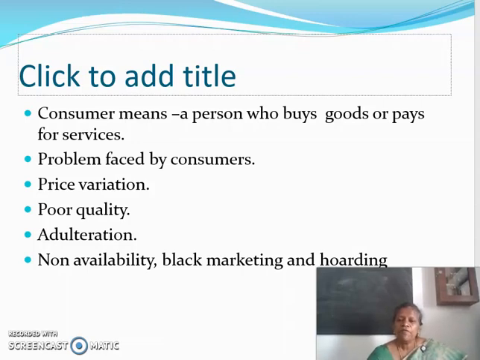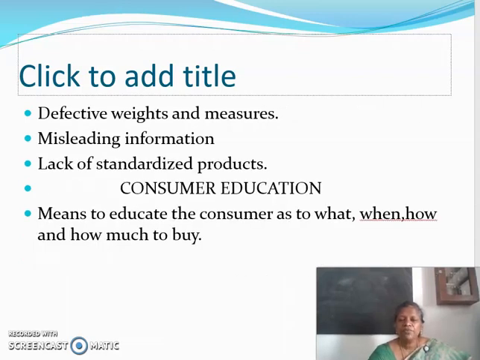Because every person as a consumer is facing problems. What are the problems faced by consumers? We are going to see now. First one is price variation, second is poor quality, next is adulteration, next is non-availability, black marketing and hoarding, defective weights and measures, misleading information, and lack of standardization of products.